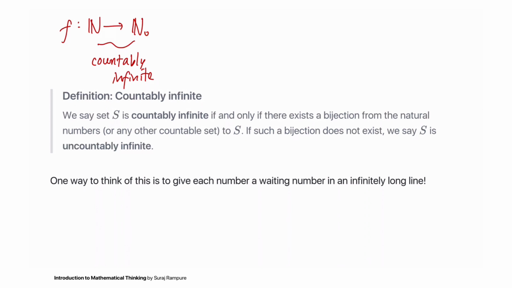So to show that a set is countably infinite, we need to find a bijection between that set and any other countably infinite set, right? So to show that S is countably infinite, we need to show a bijection from S to the naturals, or to the whole numbers, or to any other countably infinite set. As we will see, there are quite a few other countably infinite sets that we care about.